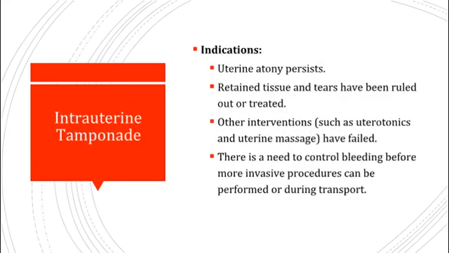Intrauterine tamponade is indicated in cases of persistent bleeding after childbirth when atony has been confirmed as the cause of ongoing bleeding, retained tissue and tears have been ruled out or treated, and other treatments for the atony have failed. Tamponade may be effective on its own or as a management method prior to surgical intervention if surgery cannot be performed immediately or when transport is required.